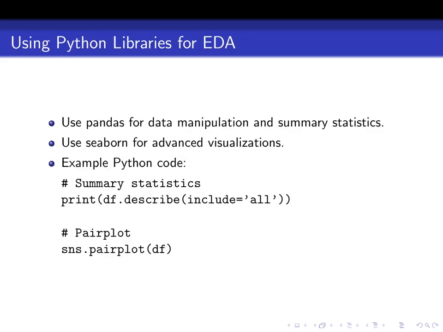Python libraries like Pandas and Seaborn are invaluable for EDA. Pandas provides functions like describe for summary statistics and info for feature types. Seaborn offers advanced visualizations such as pair plots to explore relationships between multiple features. These tools make the process of data exploration both efficient and effective.